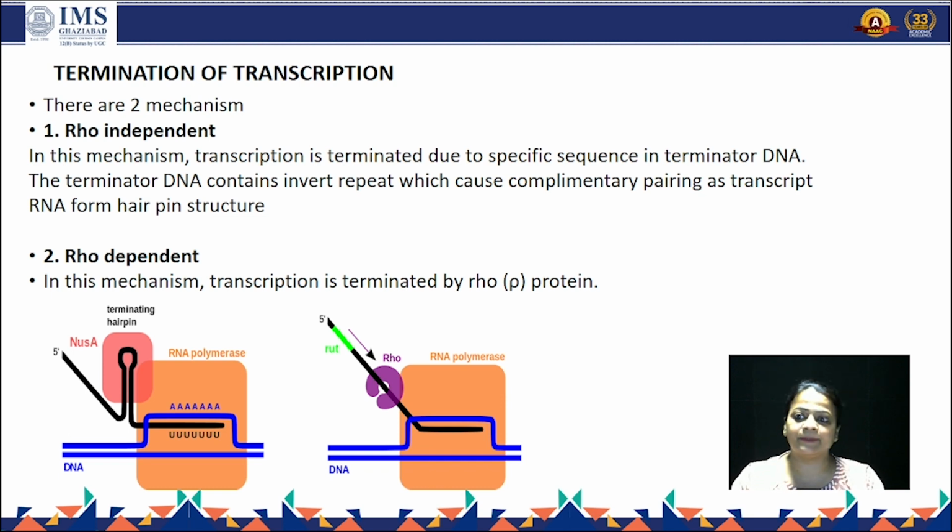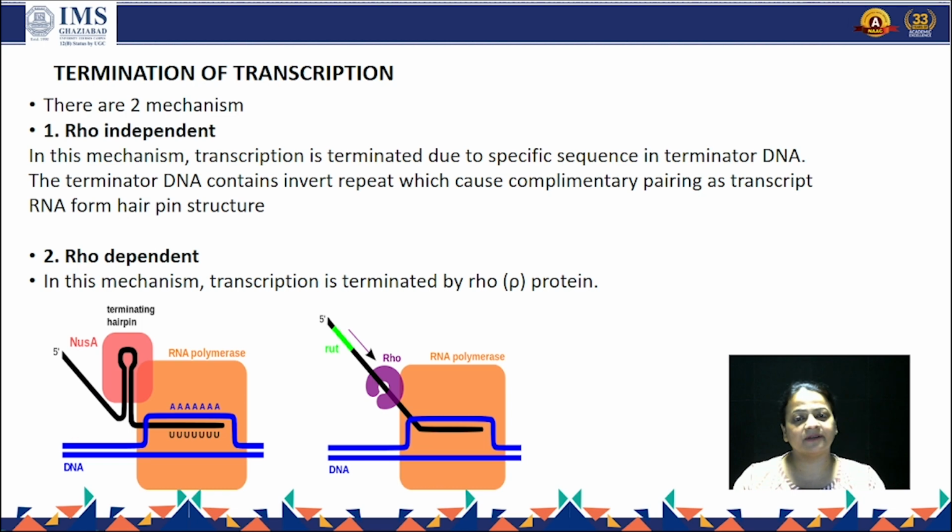Second is the rho-dependent mechanism. In this mechanism, as you can see from the diagram, transcription is terminated by the rho protein. The rho protein binds to the rut site and then scans back to where it finds the DNA-RNA hybrid at the RNA polymerase site, where it gives the signal to stop the transcription, to stop further synthesis of the nascent RNA. So this is all about prokaryotic RNA transcription.